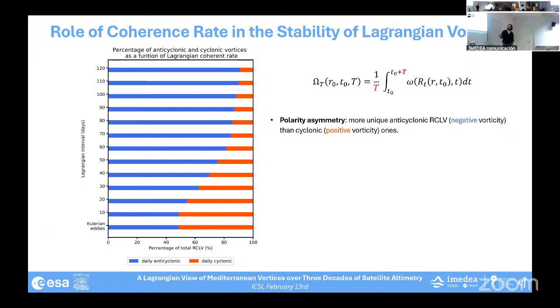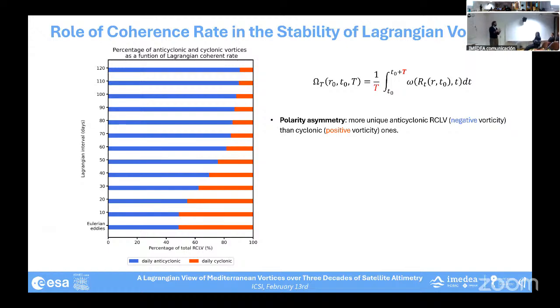We have computed this ratio in Eulerian eddies, and we find that it's almost 1, like 50% anticyclonic eddies and 50% cyclonic. When we use short Lagrangian coherent vortices, we obtain a very similar result. However, when we increase the Lagrangian coherent rate, the time that we integrate, we are losing cyclonic eddies, and almost all the vortices identified are anticyclonic.